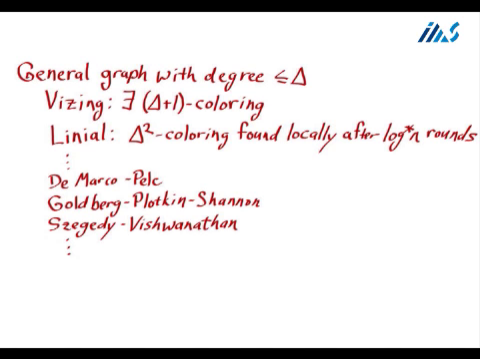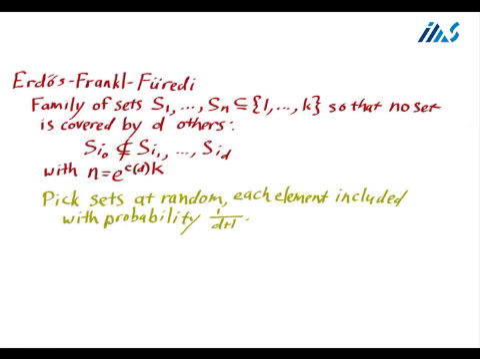Okay, so something related works for general graphs with degree bound delta. And I'm just going to quickly indicate how this is done. It makes use of a result due to Erdős, Frankl, and Füredi. What they showed is that you can have a family of sets of the elements 1 through k, so that no set is covered by d other sets, and also where the number of sets in the family is exponentially large in k.